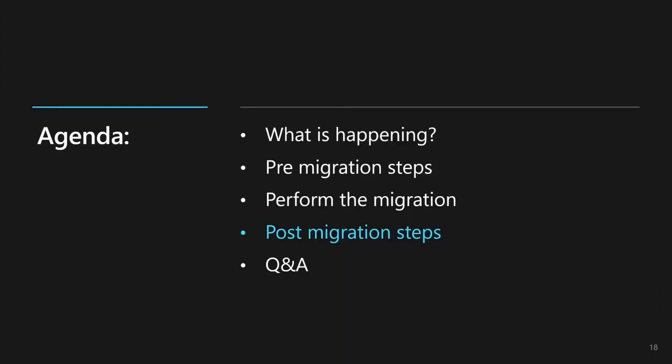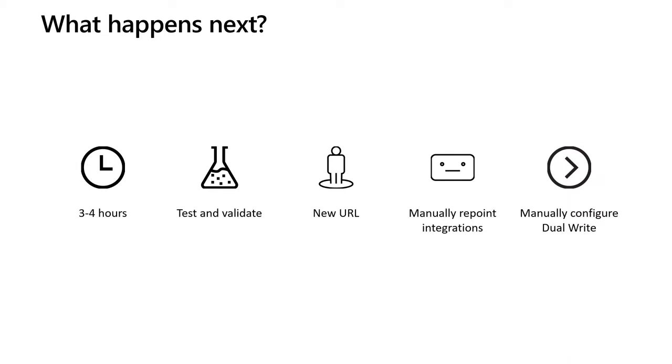Now, once you have completed your migration, there are post-migration steps you need to perform. So what happens next? Just like I mentioned, the process takes around 3 to 4 hours. Once it is completed, you can log into your environment and start testing and validating. Your environment has a new URL. You need to manually repoint your integrations, and you need to manually configure dual write maps if required.